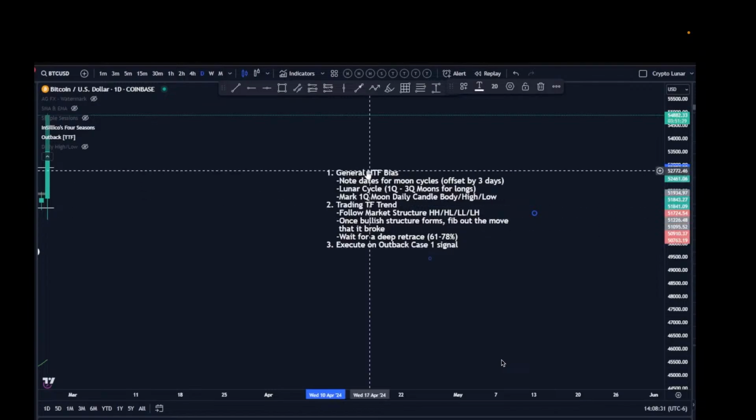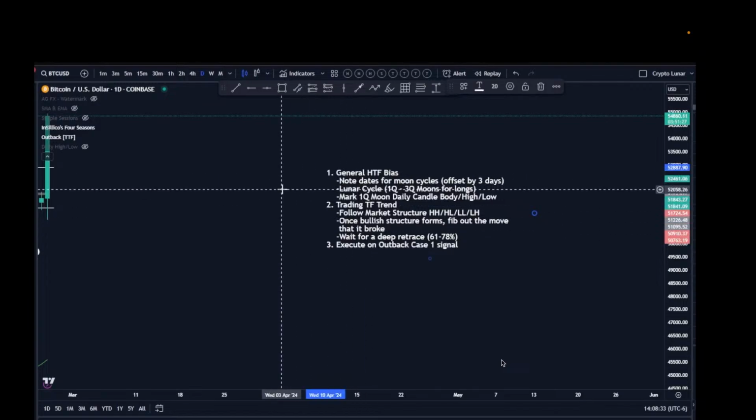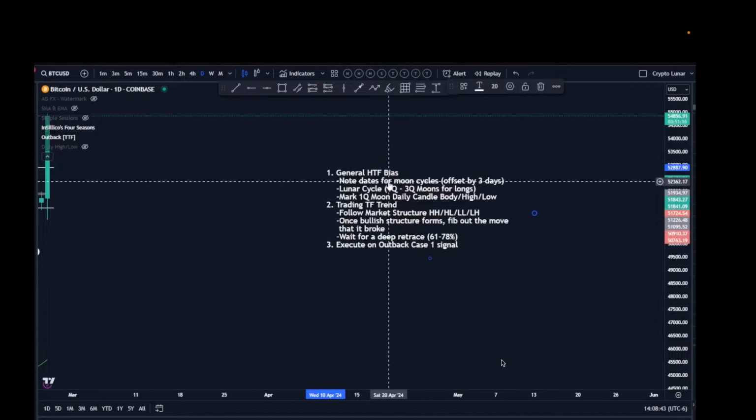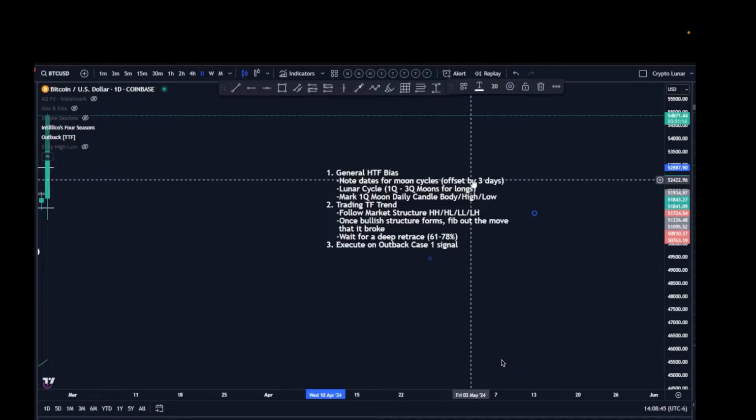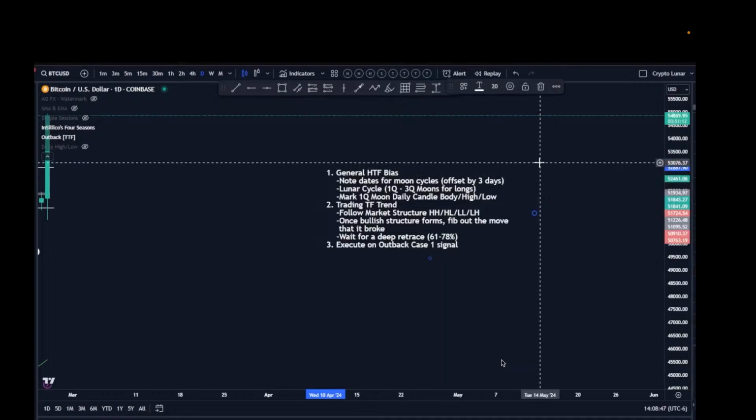But anyway, our general higher time frame bias is the lunar cycle, so moon cycles. And so just as general notes, from the first quarter to the third quarter moons, we'll be looking for longs. And so you'll note the dates of the moon cycles, and we're going to offset it by 3 days. What that basically means is a lot of the banks and a lot of the big money know about these cycles, know that people are more excited during full moons and less energetic during new moons. And so they like to front run these cycles.